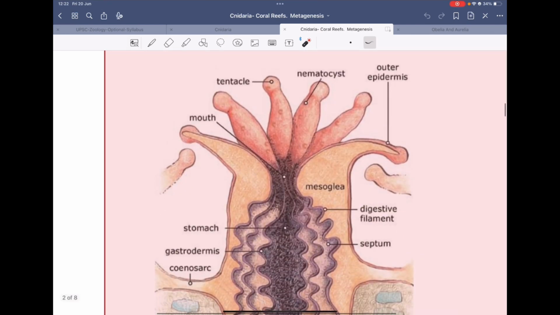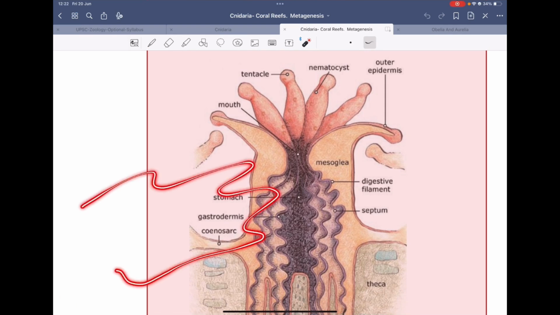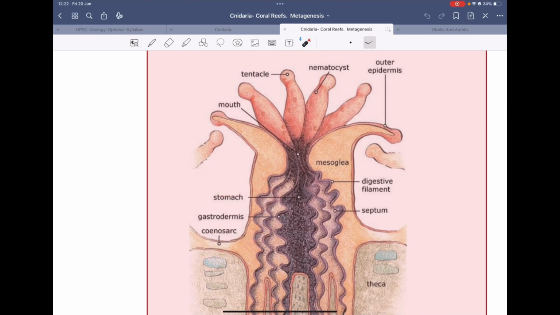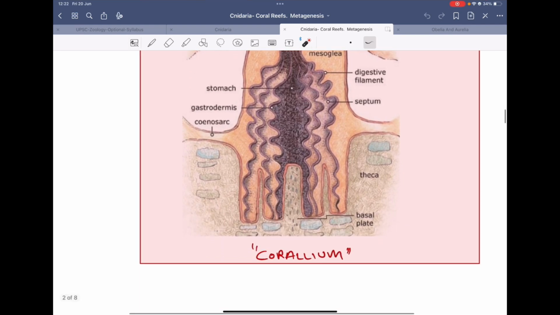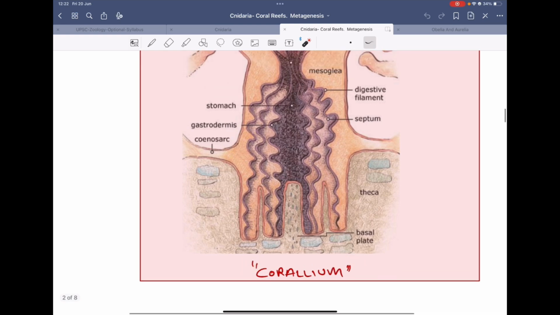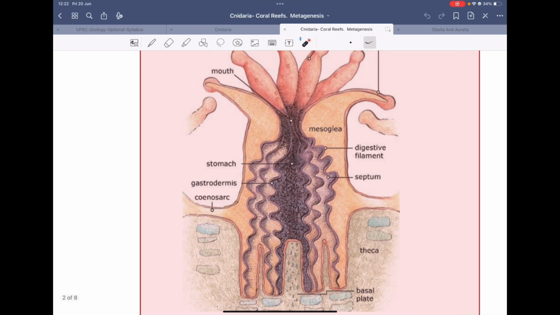Now I'll let you know the structure of one corallium. These whole colonies of coral reefs contain lots of corals, and let's see the structure of a single coral. This is called a corallium. At the base there is a basal plate. Then there is the theca, the outer covering. Inside, you will observe the stomach, which we already called the coelenteron.